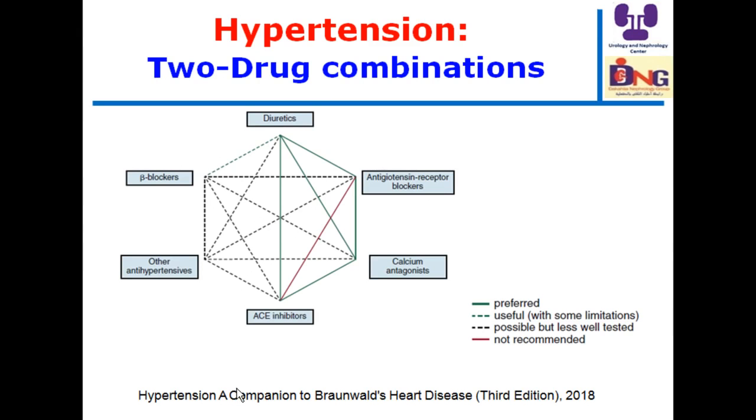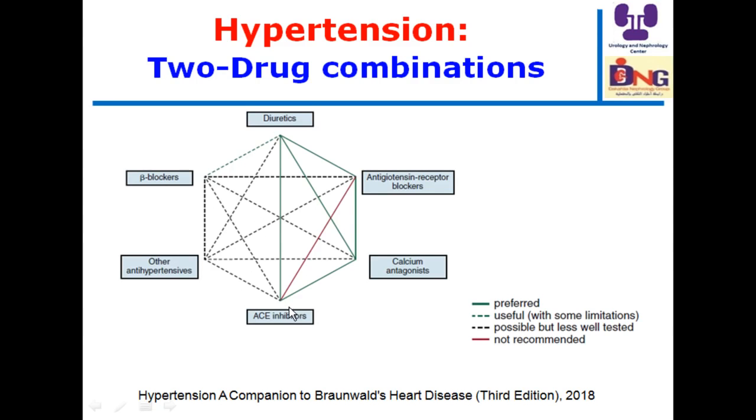Regarding the combination, there is a philosophy of combination, and this is color-coded. The green line means recommended and preferred combination. So calcium antagonist plus angiotensin receptor blocker, calcium antagonist plus ACE inhibitor, calcium antagonist plus diuretics. All these are green line. Diuretic plus ACE inhibitors is green line. So all these are preferred.